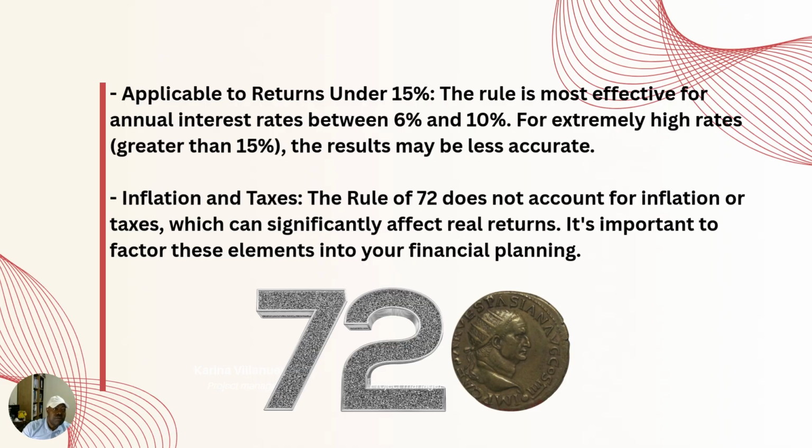It is applicable to returns under 15%. The rule is most effective for annual interest rates between 6% and 10%. For extremely high rates, greater than 15%, the result may be less accurate. And also inflation and taxes. The rule of 72 does not account for inflation or taxes, which can significantly affect the real returns. It's important to factor these elements into your financial planning.